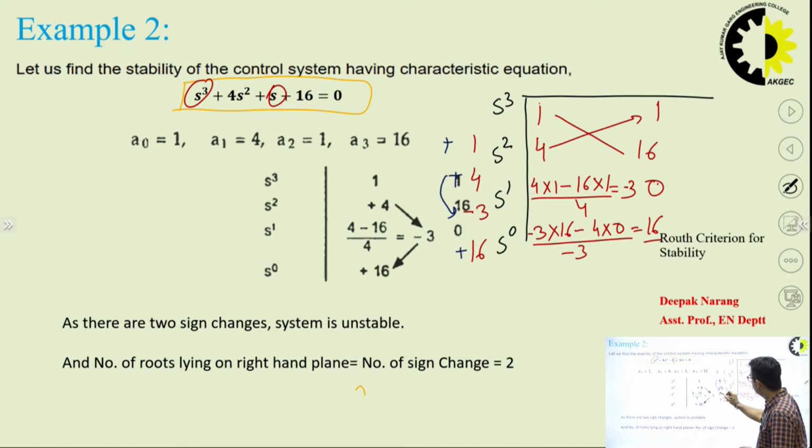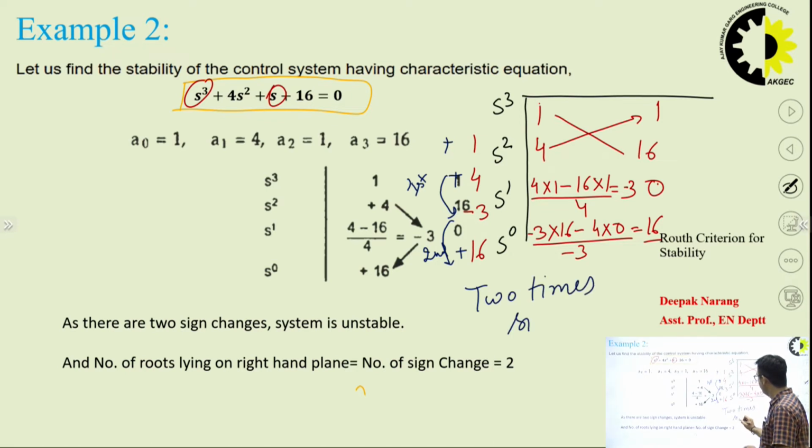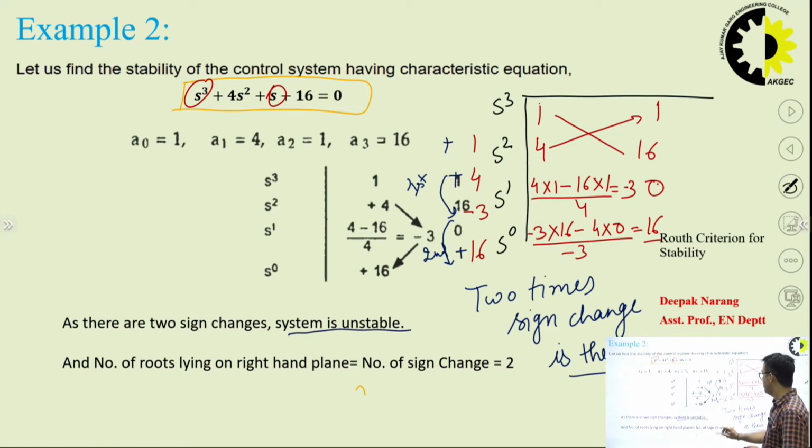Again, the second sign change, minus to plus, is the second sign change. So here the sign changes 2 times. So we say this system is unstable, and the number of poles lying on the right half plane is equal to 2. So this is how our Routh stability criterion is applied over a given system.